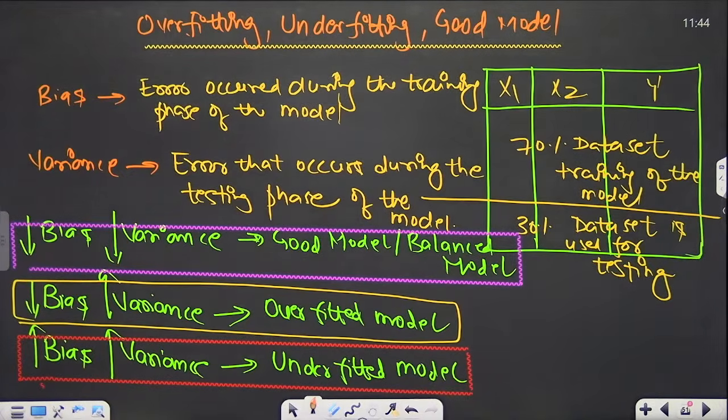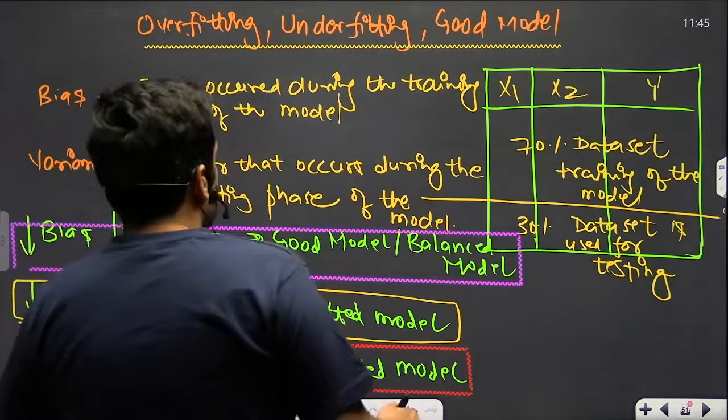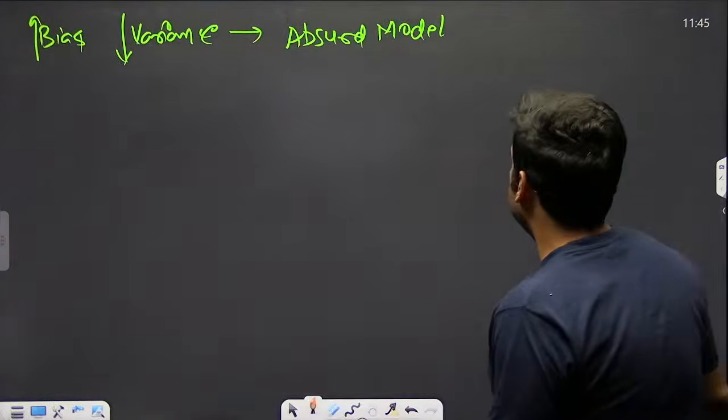Yes, Vishal, the first case is practically possible, and that should always be our approach while fitting a model: bias should be low and variance should also be low. That is a balanced model. Okay, so this is how overfitting, underfitting and a good model are defined.